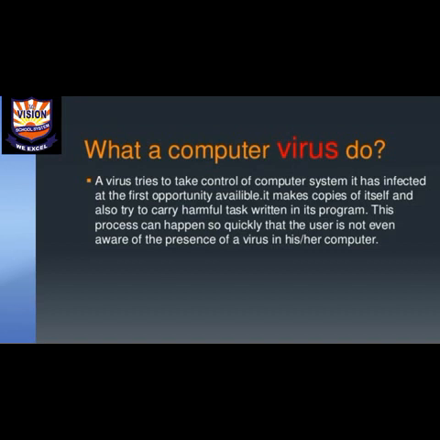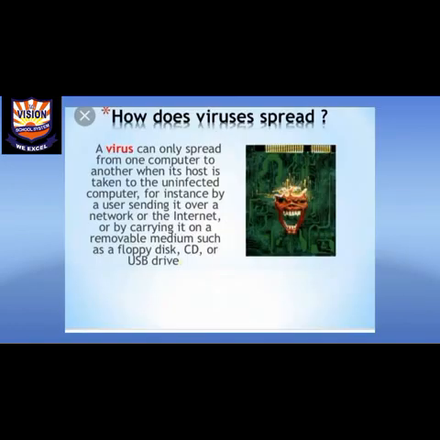What does a computer virus do? A virus tries to take control of the computer system it has infected at the first opportunity available. It makes copies of itself and also tries to carry out harmful tasks written in its program. This process can happen so quickly that the user is not even aware of the presence of a virus in his or her computer.